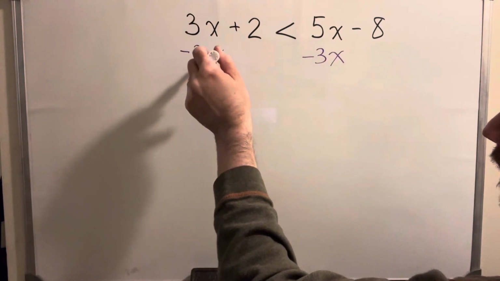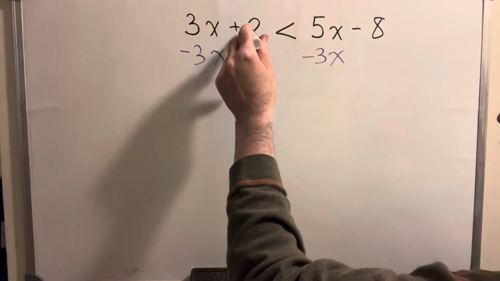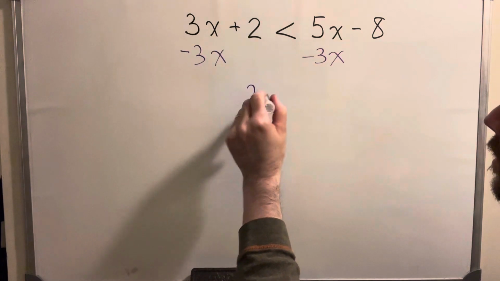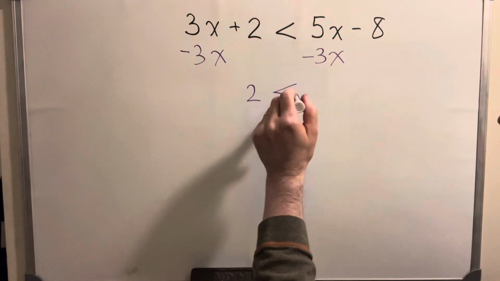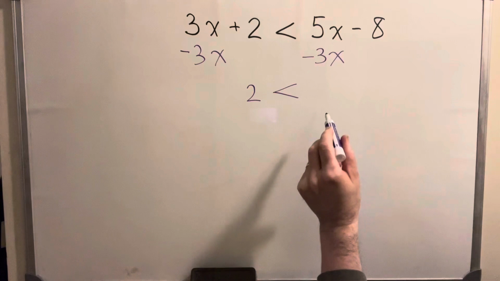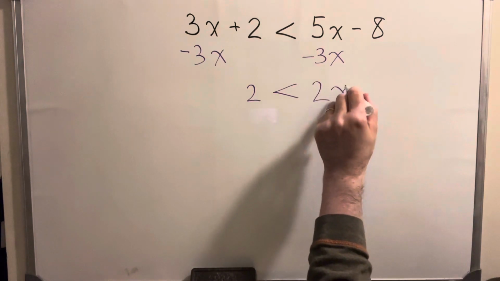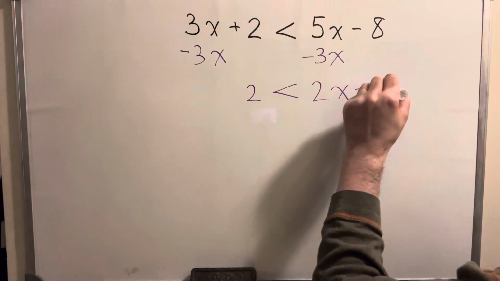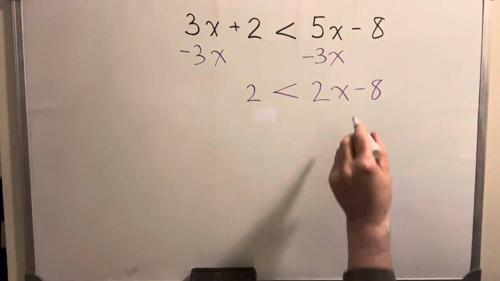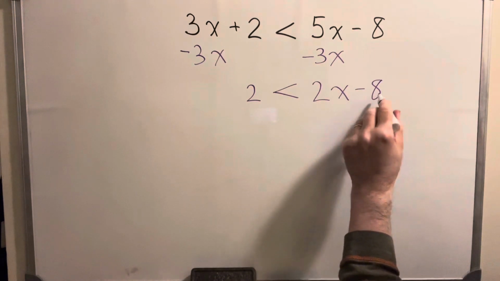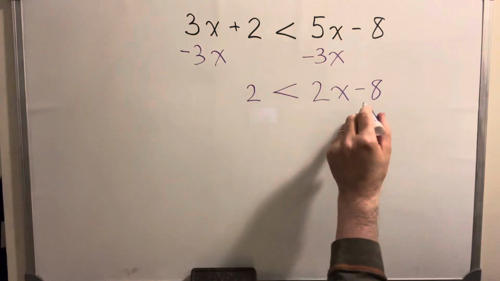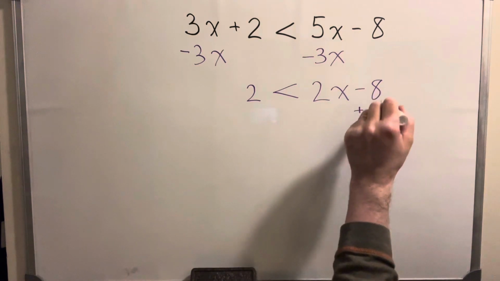3x minus 3x cancels out. We still have the 2 is less than 5x minus 3x is 2x. And we still have the minus 8. Now we want this x all by itself, so we need to add 8 to both sides to cancel out this 8.